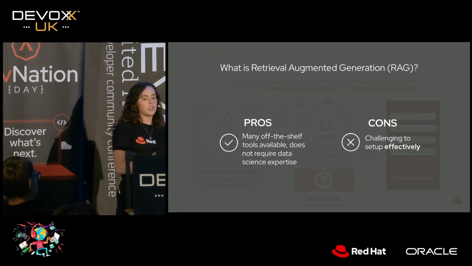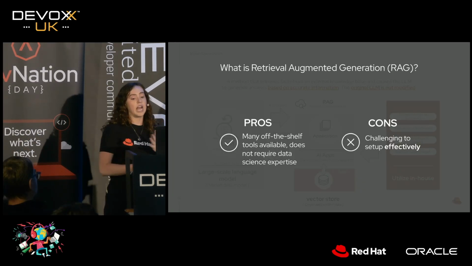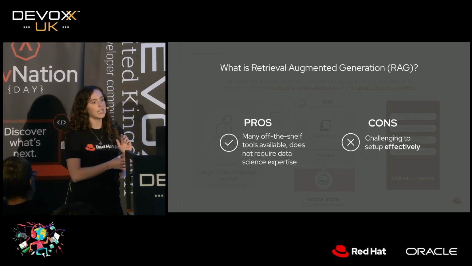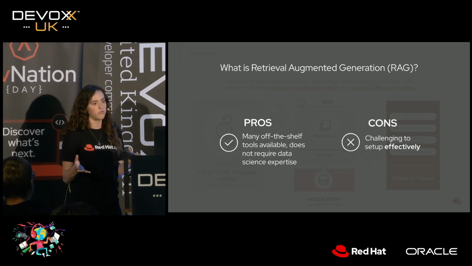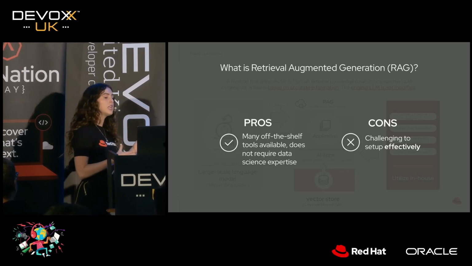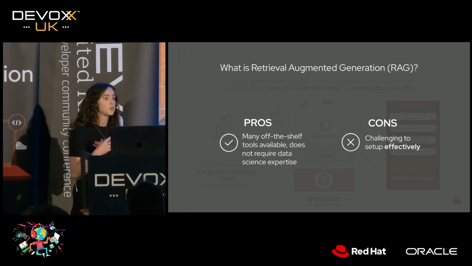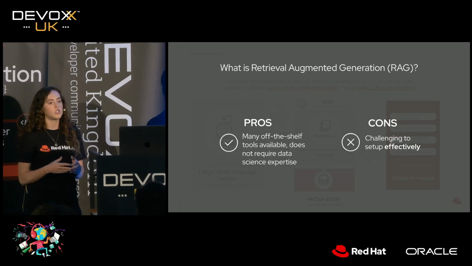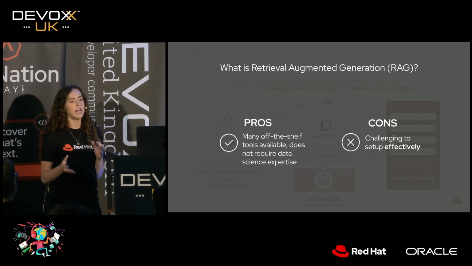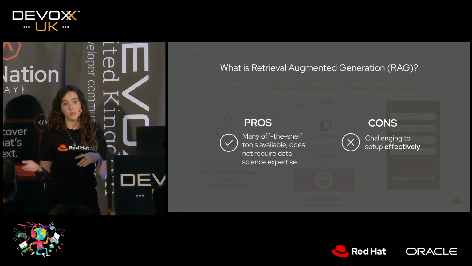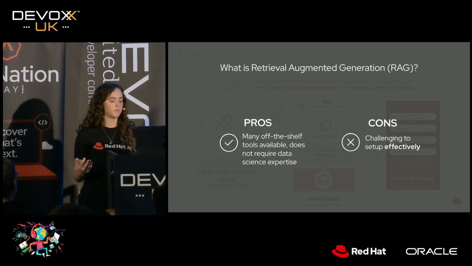One of the cons, though, is that it can be challenging to set up RAG efficiently, and the information that you add via RAG might not stay in the model for a long time because you haven't changed the model fundamentally. Whereas a pro is that there are many off-the-shelf tools to help you do RAG, and you don't need too much data science experience. We're hoping that with InstructLab, you'll find that this is an off-the-shelf tool where you don't need as much data science experience, but you actually get to change the weights of the model and what the model is fundamentally.